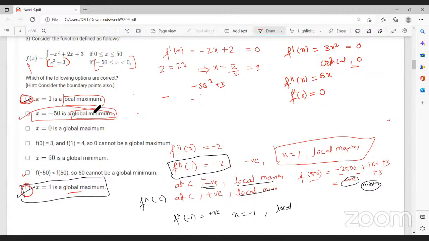Now, is x equals to 0 a global maxima? No, because x equal to 1 is a local as well as global maxima. So this is not correct. Now f of 0 equals to 3, and f of 1 equals to 4. So 0 cannot be a global maxima. So this one is correct, right?